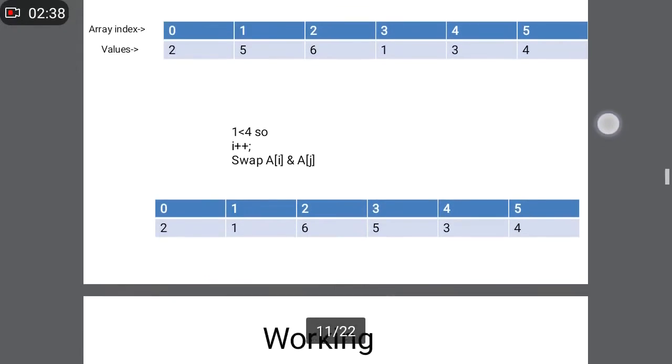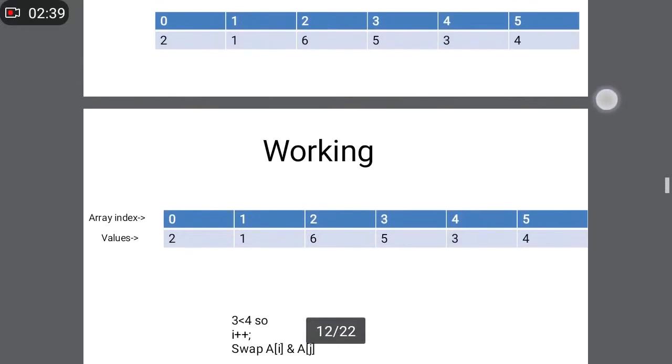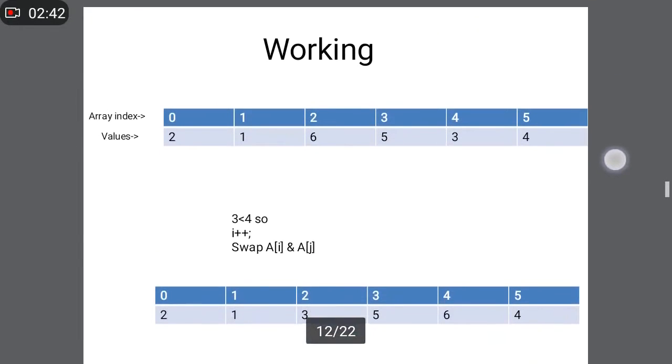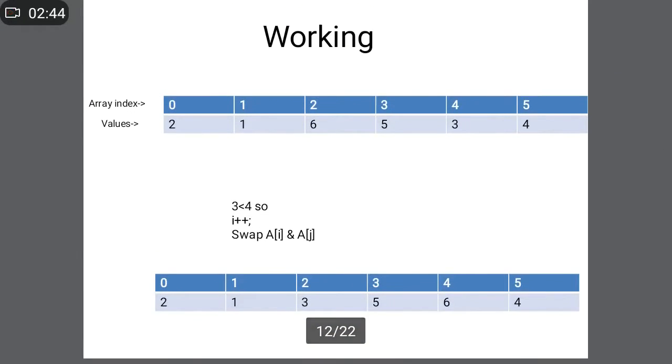Now j increases to 4. The value at 4 is 3. 3 gets compared with our pivot 4. So 3 is lesser than 4. So we increment the value of i. Now i was 1, now i becomes 2. The value at 2 is 6. It gets swapped with the value at j, which is the value at 4. So 6 gets swapped with 3. So our new array becomes 2, 1, 3, 5, 6, 4.